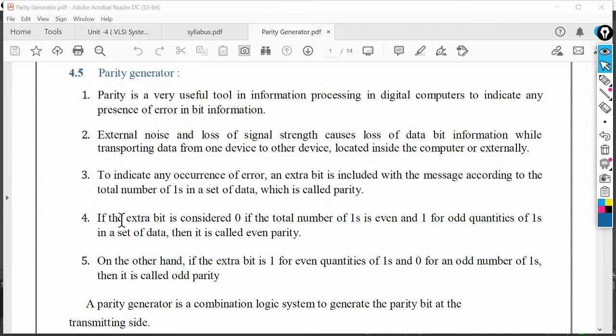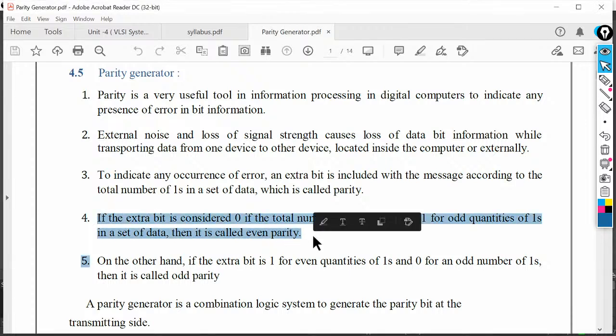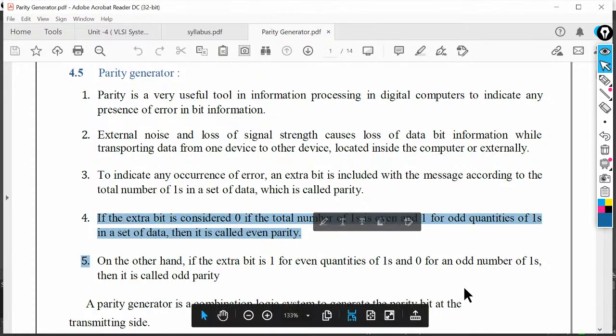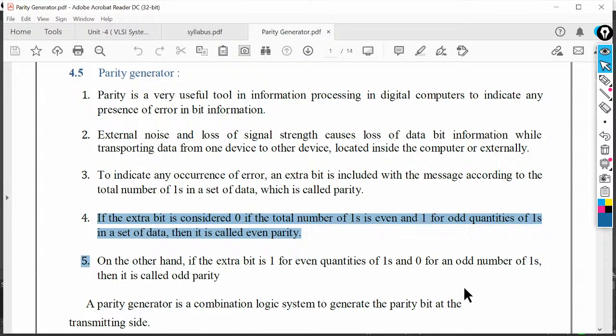Parity is of two types. What are these two types? One parity is known as even parity, and another parity is known as odd parity. When the number of ones is even and we are using the even parity check, at that time the value of the even parity bit will be 0.